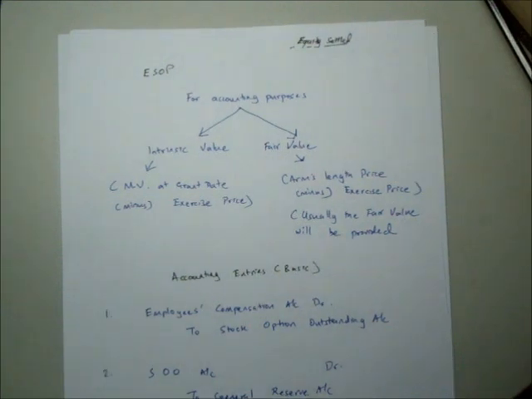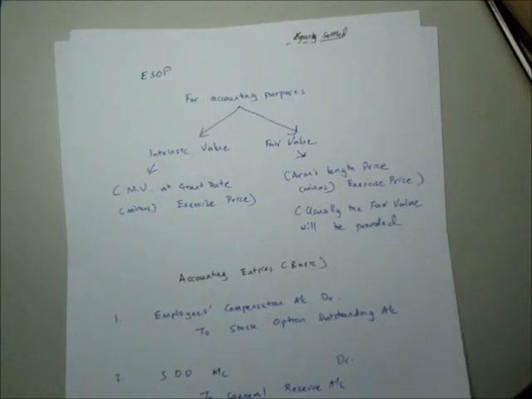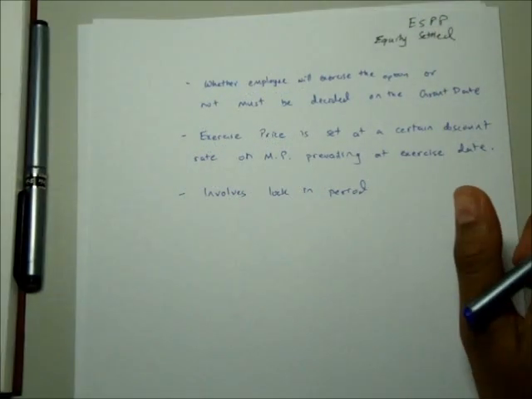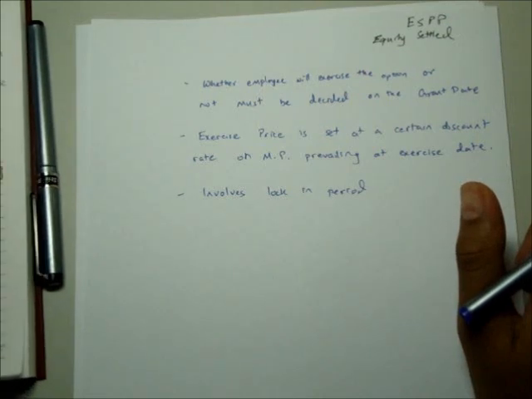options to the employees on the grant date, and it will issue a certain condition that the employee has to, say for example, continuously be in employment with the company for say 3 years. So at the end of 3 years, the employee will become entitled for the shares. So that will be considered as the vesting date.